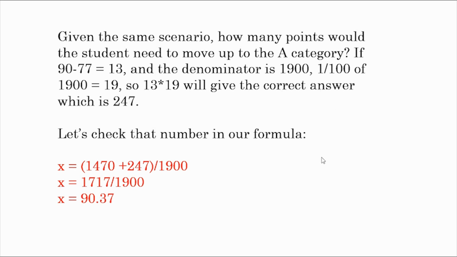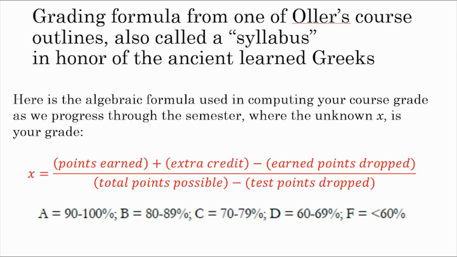Now let's check that number in our algebraic formula. X is equal to 1,470 plus 247 divided by 1,900. If we calculate this number, we get 1,470 plus 247 is 1,717 divided by 1,900, and we get the end result of a grade at 90.37. The result is we verify the formula. It actually works, and we're able to calculate how many points a person would have to add in order to get a higher grade.